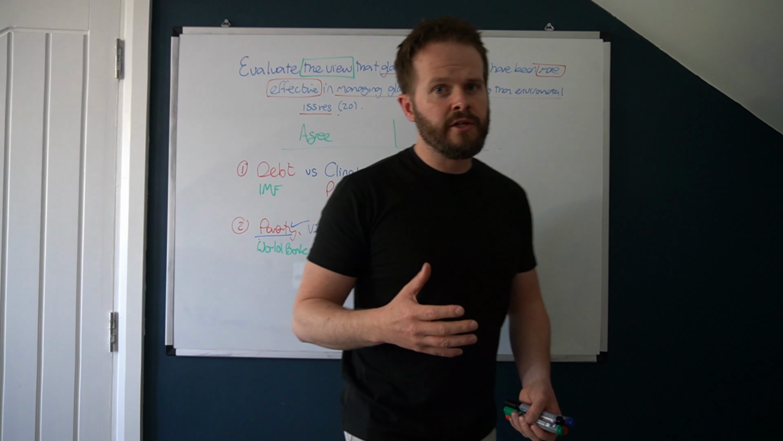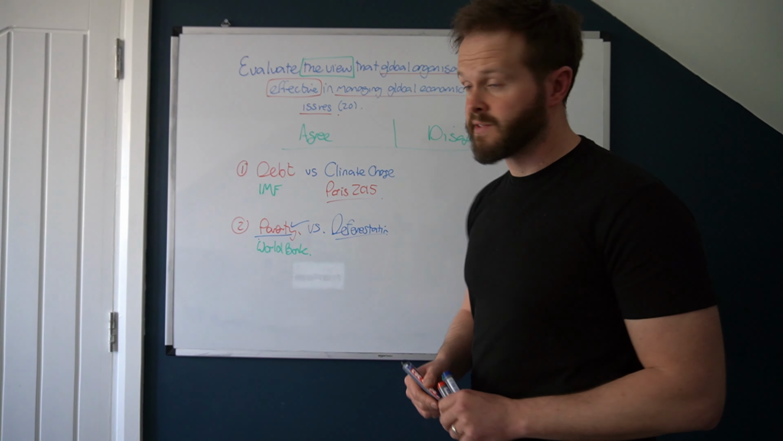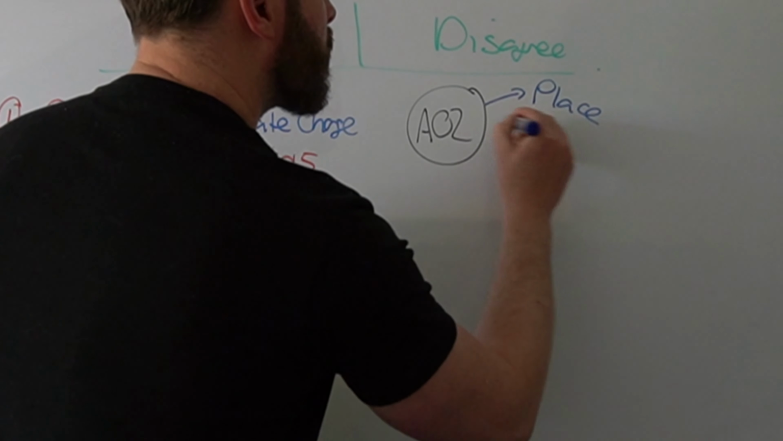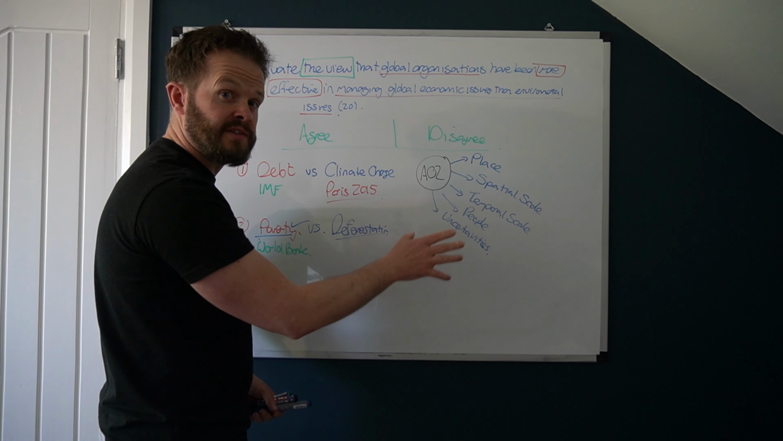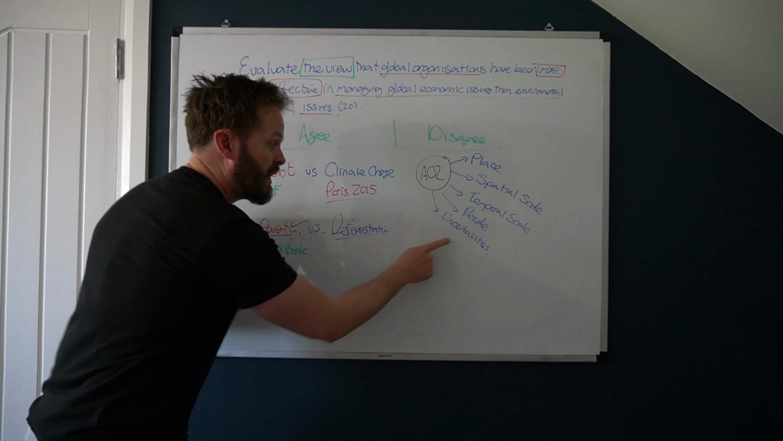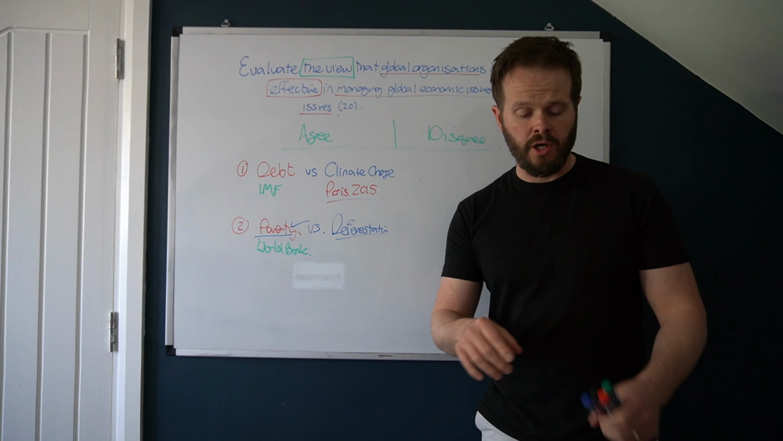Remember that skill of evaluation? It's all about the wheel of AO2. Let's just recap what that wheel of AO2 is. So we draw our ideas from the following: place, spatial scale, temporal scale, people, and uncertainties. So all the examiner's going to want to see is that you are critiquing your own arguments.